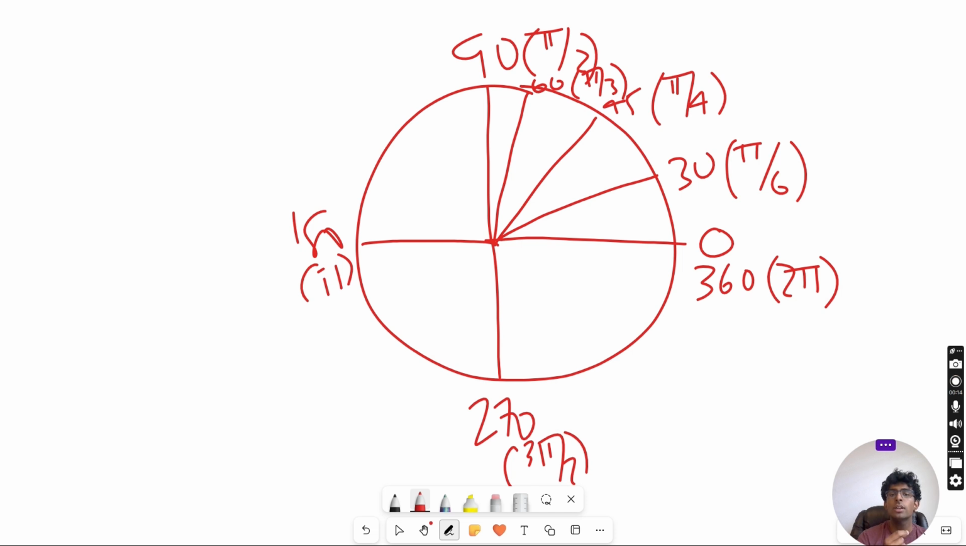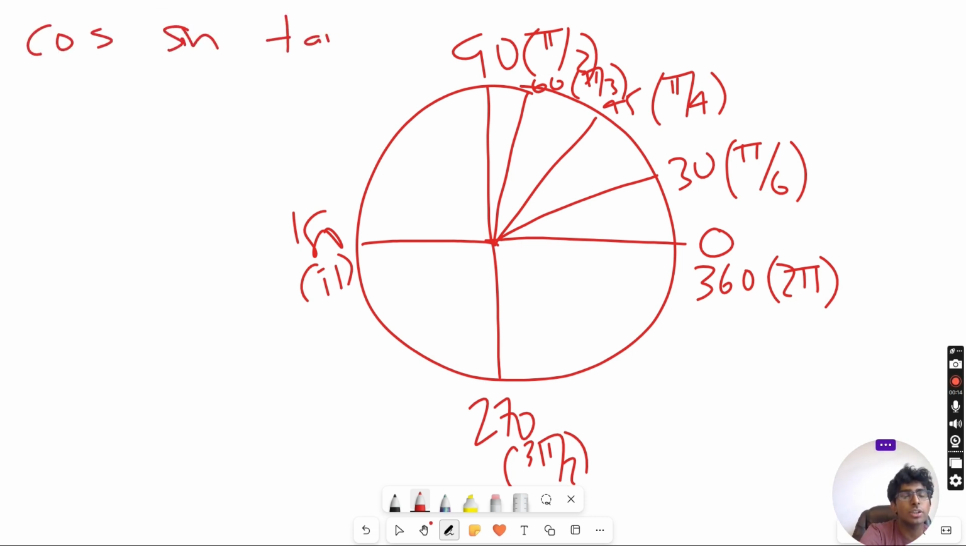If you're in the second quadrant, cosine corresponds with x, sine corresponds with y. So in the second quadrant, your x or your cosine is going to be negative while your sine is positive. In the third quadrant, your cosine and sine are both negative because x and y are both negative. And in the fourth quadrant, your cosine is positive and your sine is negative because your x is positive and your y is negative. So I'm going to create a table here.